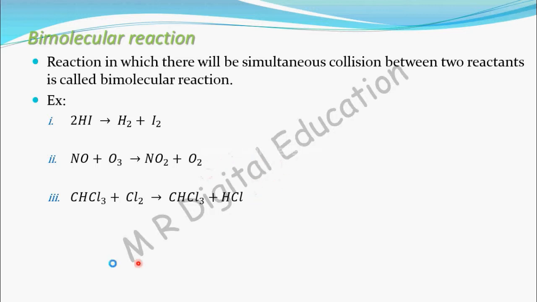One more reaction: CH4 plus Cl2 gives CH3Cl plus HCl. Here also two molecules are involved, and they will simultaneously collide and form the products. Simultaneously colliding means they should occur in a single step. They should not take more than one step. These two reactants should collide simultaneously and form the product in a single step.